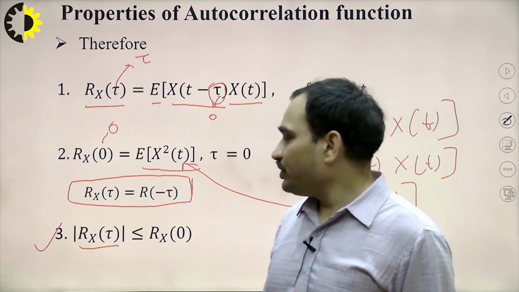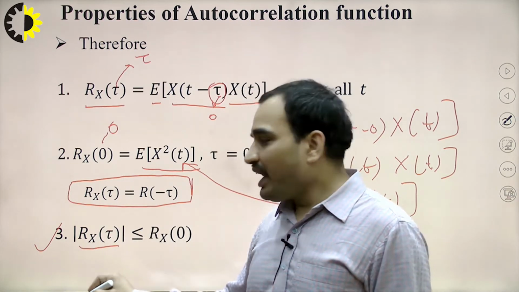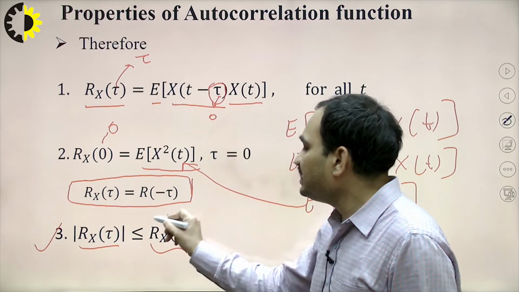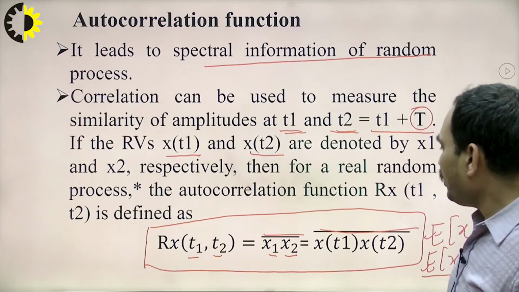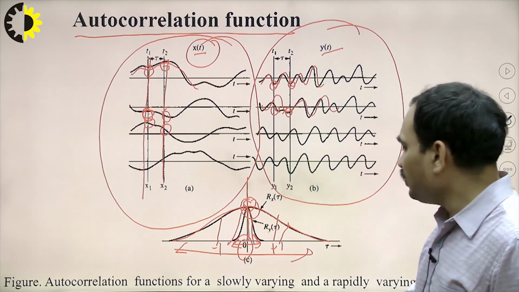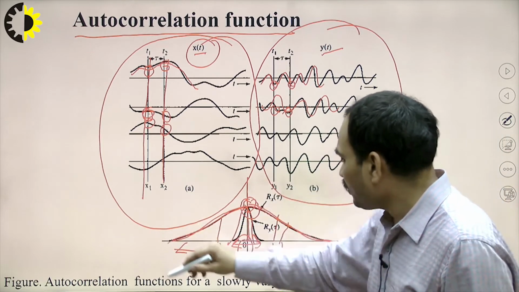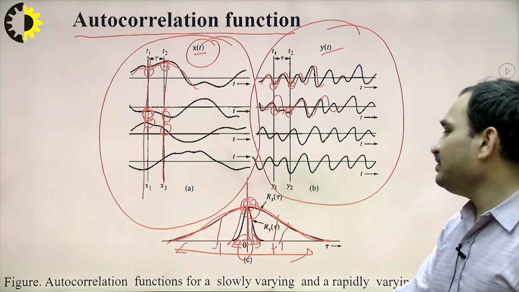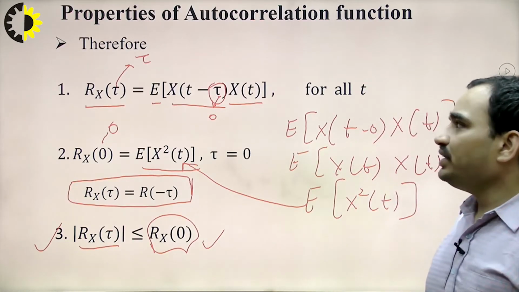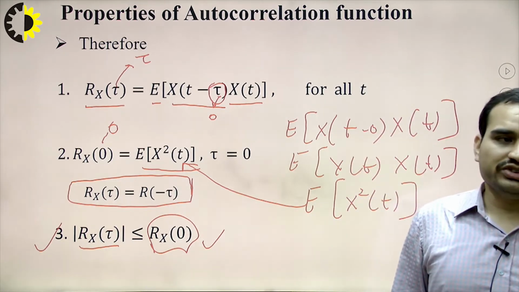The third important property is that the autocorrelation function with the delay tau is independent of the sign, because we are taking the magnitude, and it is always less than the autocorrelation function at 0. We can see in this waveform that the autocorrelation function is maximum at tau equal to 0, and it starts decreasing in both directions. So for plus tau as well as for minus tau, it is a decreasing function. This property holds good for the autocorrelation function. These are the three important properties of the autocorrelation function.